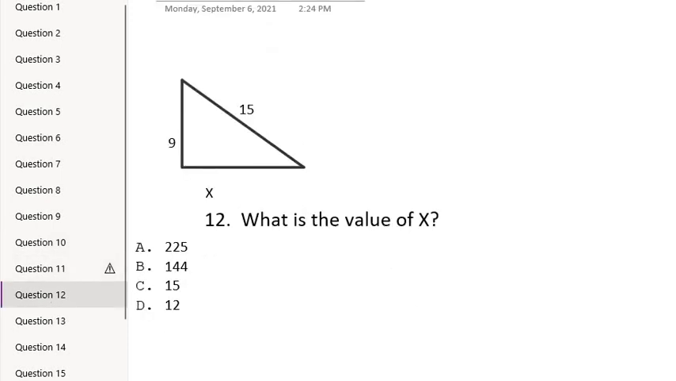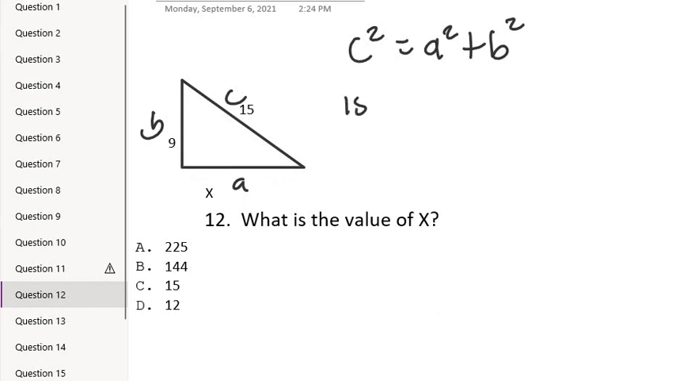Question 12. What is the value of x? To solve this question, we just need to use Pythagoras theorem. We say c squared equals a squared plus b squared. C represents the longest side, the hypotenuse. Then either of these can be a and b. Let this be b, let this be a. So the c is 15. 15 squared equals, using this Pythagoras theorem now, a, which is x squared, plus b, which is 9 squared.